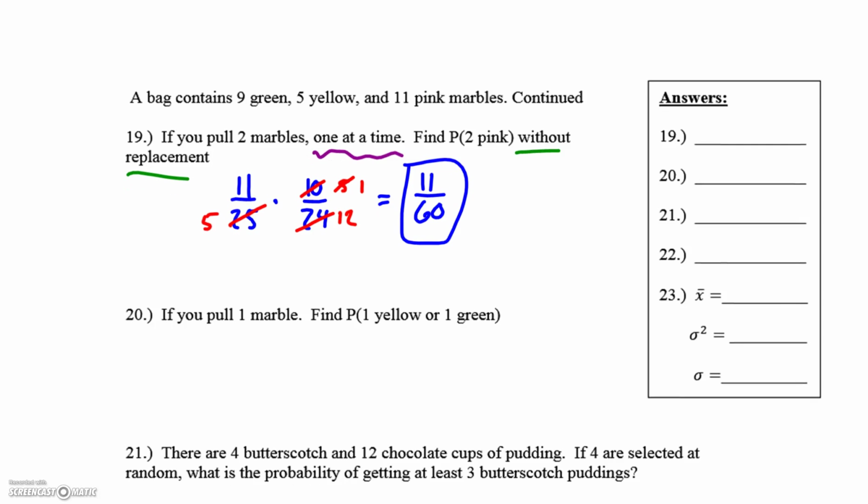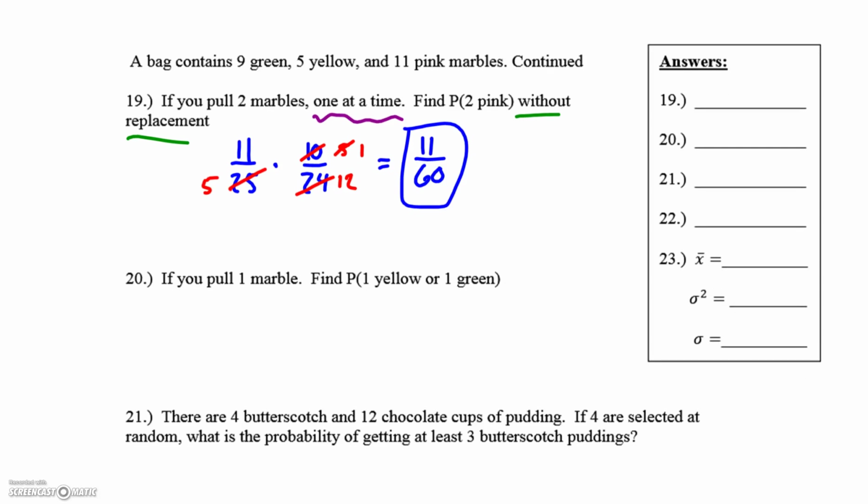All right, for the next one, it says if you pull one marble, so again, only one marble is being pulled, which means I'm automatically only pulling one at a time, which means this is simple probabilities.